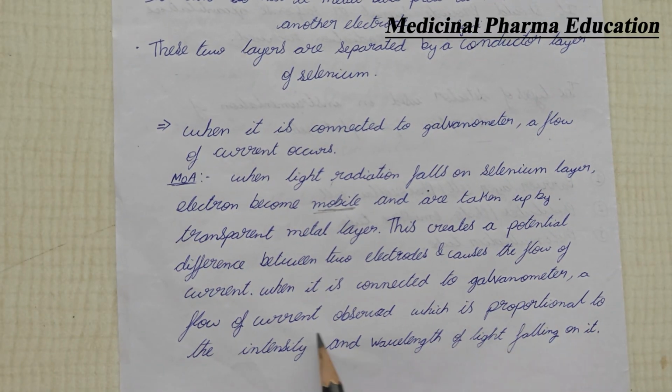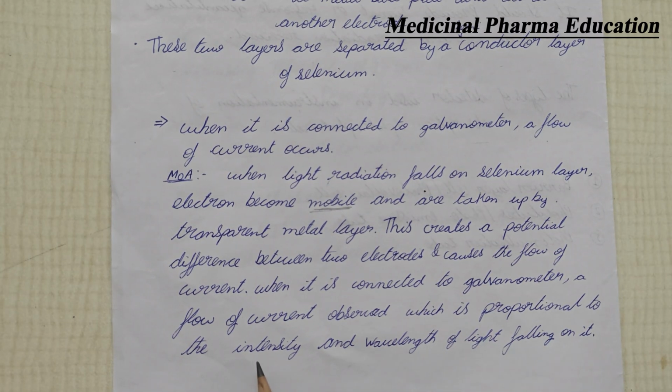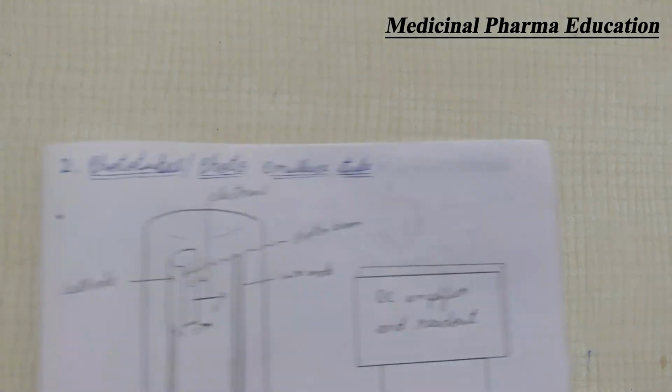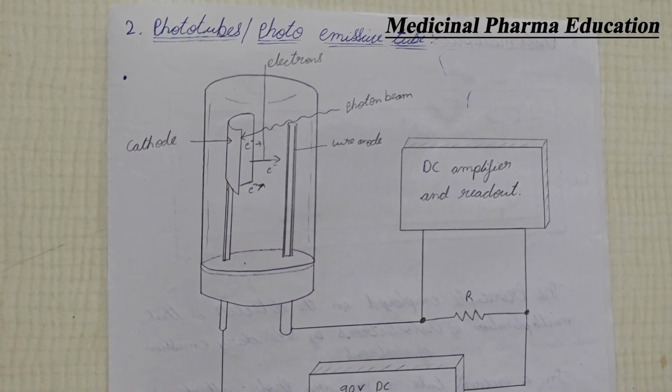The flow of current observed is proportional to the intensity and the wavelength of the light. As the intensity and the wavelength increase, the flow of current increases, and by these details we measure the sample. That's the basic concept of the barrier layer cell. I think you have understood. If you did not understand, go to the previous part and watch it again. You'll get it. It's very simple.